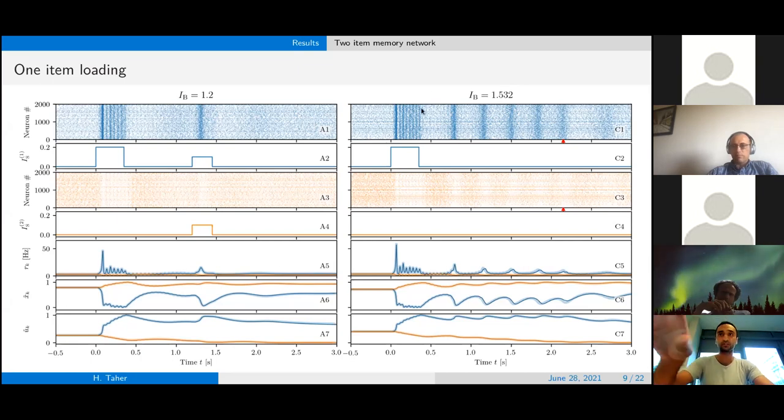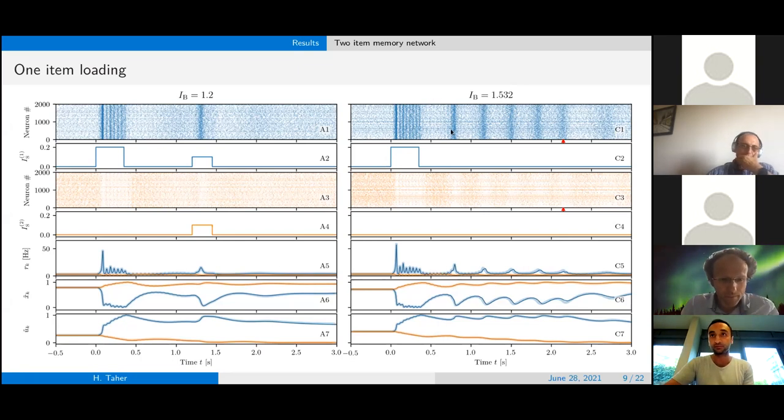I will focus a bit more on the right-hand side here because this is the type of working memory suggested by Mongillo. It is based on these population bursts. So every time there's a burst, facilitation and depression are refreshed. And then after some time, spontaneously, another burst emerges, and this continues forever. Okay.